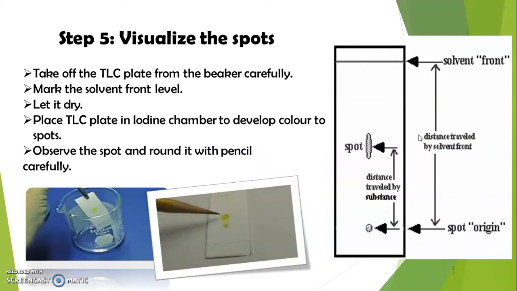So the last step is visualizing the spots. After taking the TLC plate out of the beaker, first carefully mark the solvent front level. This is our solvent front level, up to which the mobile phase has traveled, and we have to measure the distance from the baseline to the solvent front. First of all, let it dry and place the TLC plate in the iodine chamber for developing color on the spots. Then observe the spots and circle them with a pencil, or trace the spots with the help of butter paper.